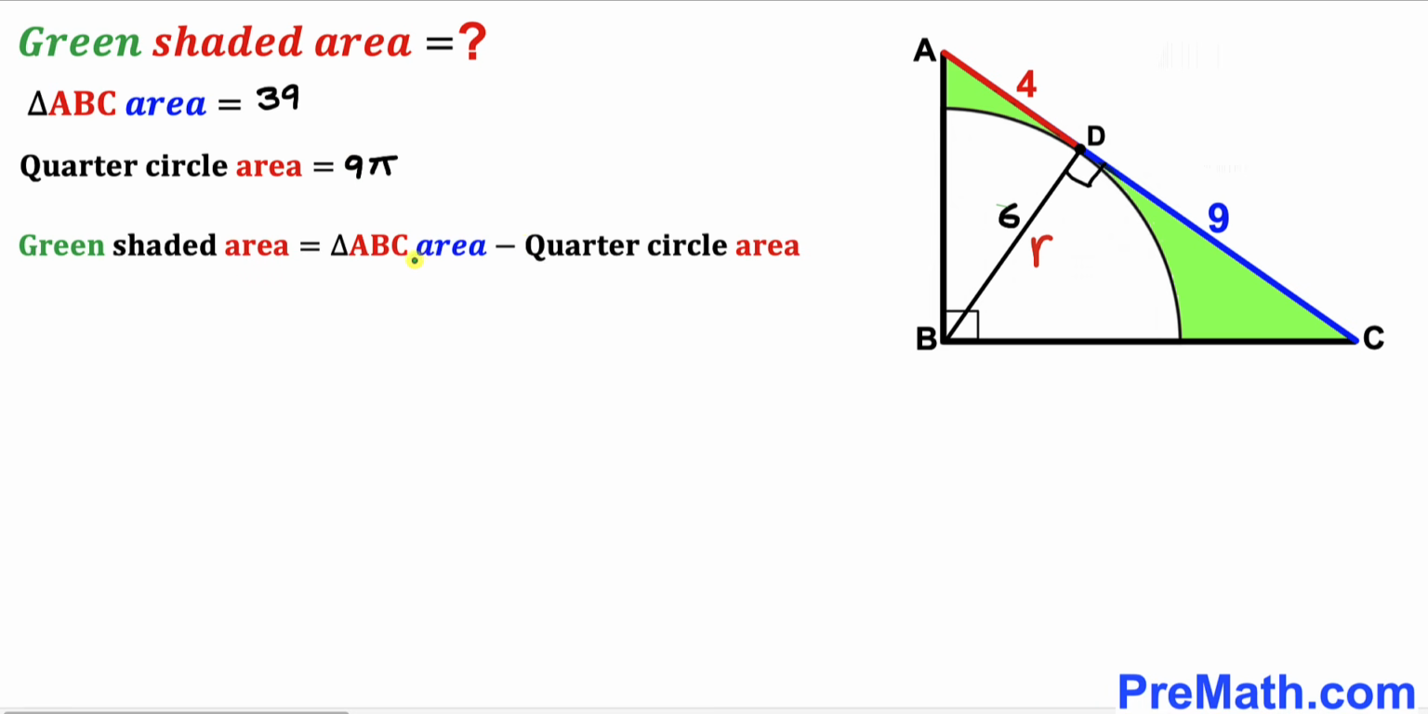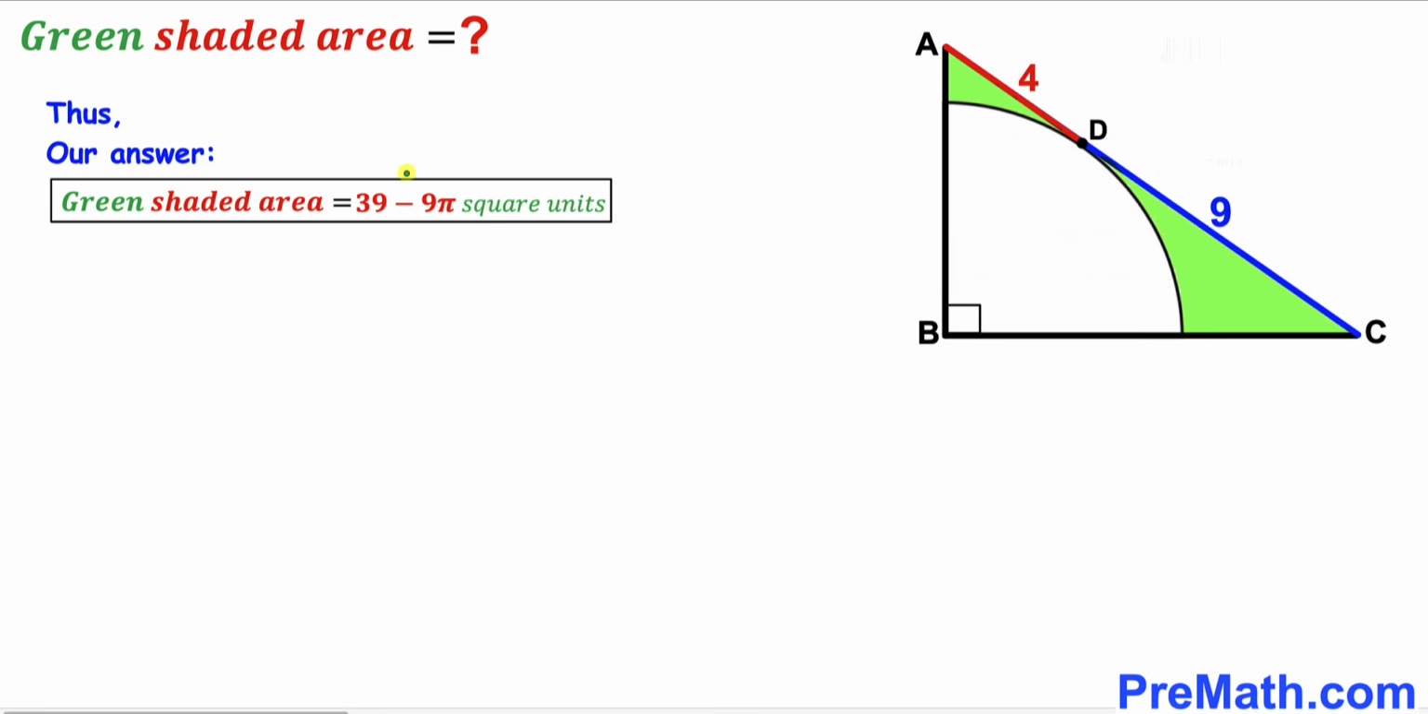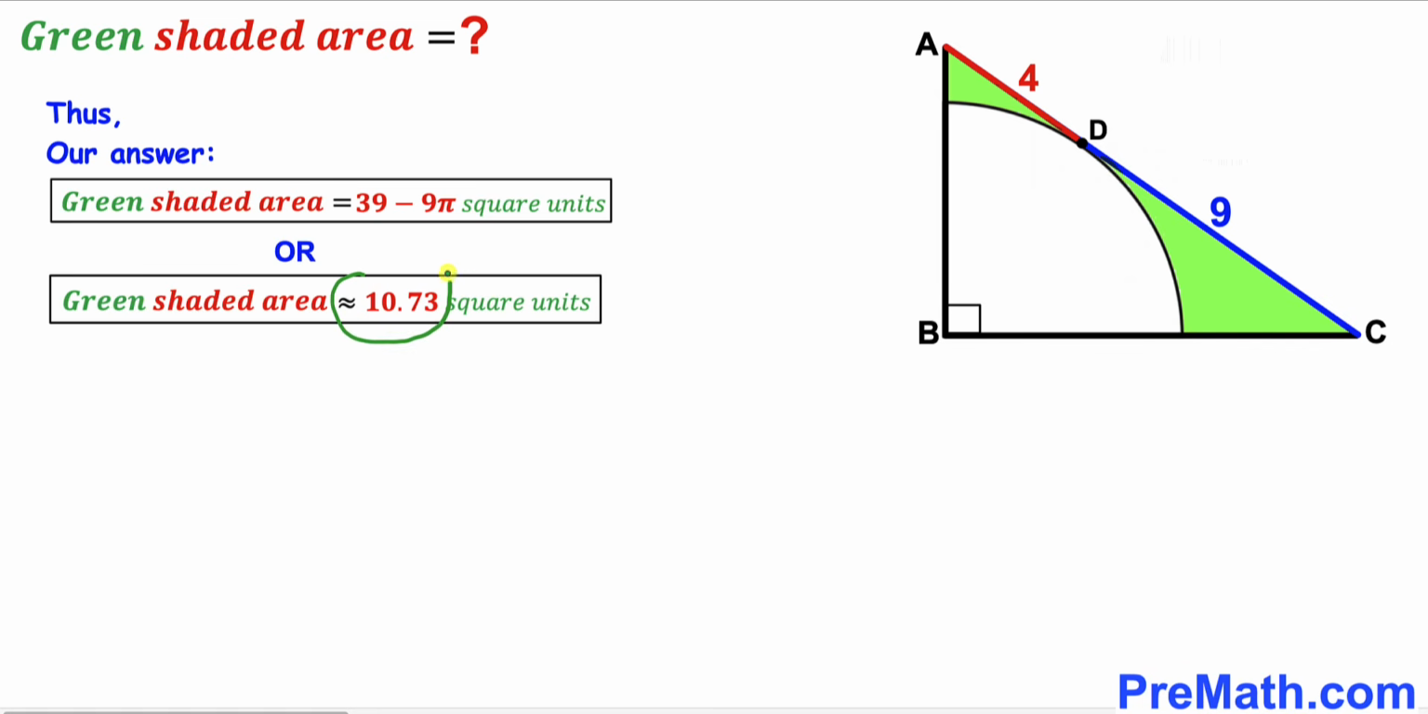And here's our final step. Let's recall this equation once again: the green shaded region area equals the triangle ABC area minus the quarter circle area, and we already figured out our triangle ABC area and the area of the quarter circle. Let's go ahead and fill in the blanks. So we can write 39 minus 9 pi square units. Thus, after all the calculations and manipulations, the green shaded region area turns out to be 39 minus 9 pi square units, and that is approximately equal to 10.73 square units as well. And that's our final answer.